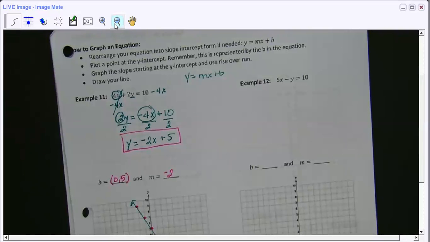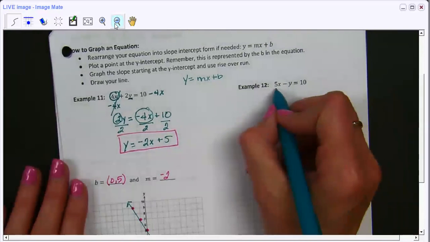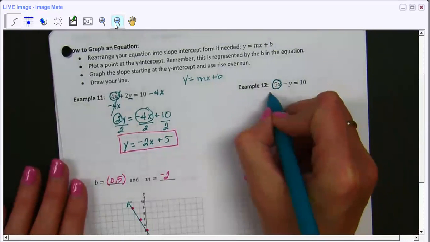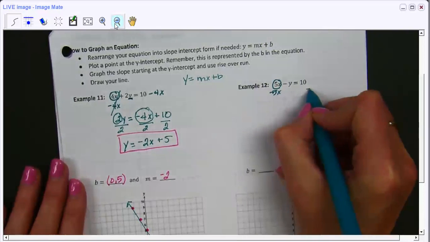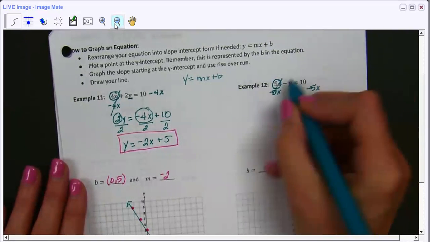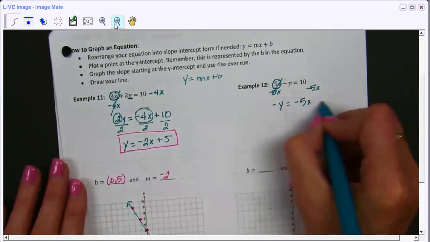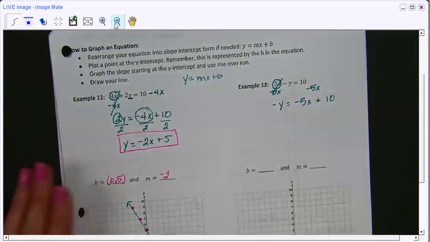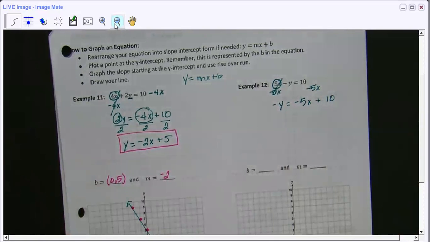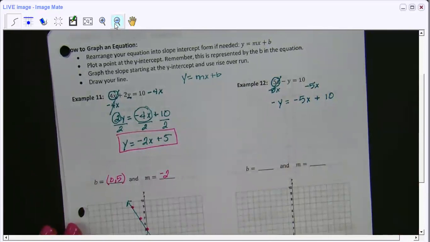All right, we're going to move on to example 12. So again, we want to get rid of this 5x. So I'm going to subtract 5x on both sides. And I'm left with negative y equals negative 5x plus 10. Now, we have to get rid of that negative in front of the y. We can't have that. So what are we going to do? Times what? Yeah, divide by the negative 1.